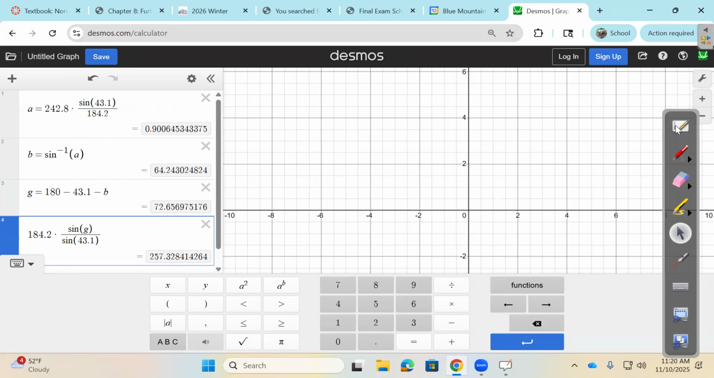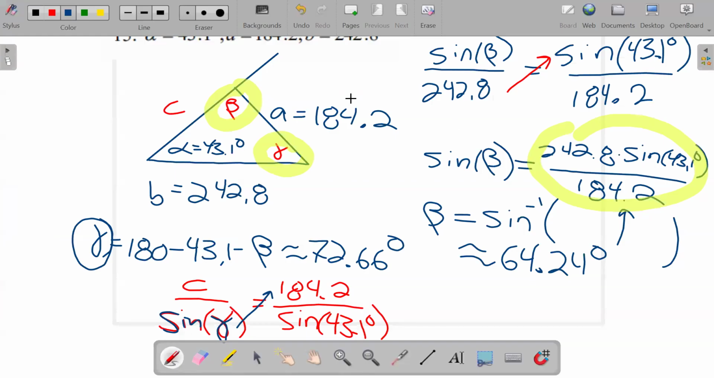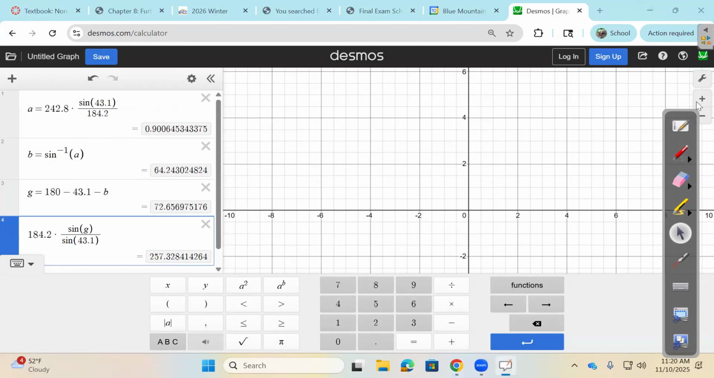All right, so 257.33-ish. So C is about 257.33-ish. Check, wrote it correctly, I think so.